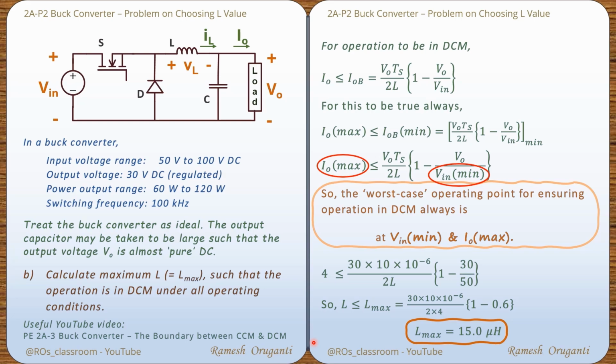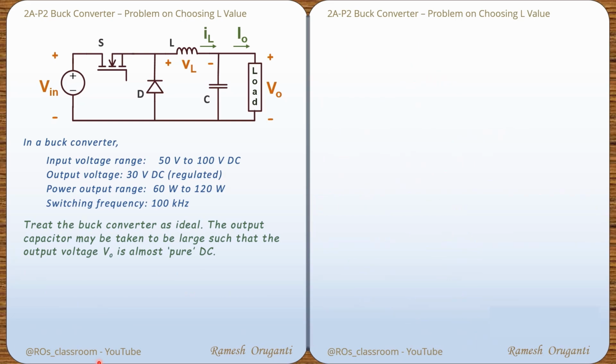Usually again, we will give a safety margin. This time we will give it the other way so that the inductance is not 15 microhenry, maybe 14, maybe 13, so that the operation is always in DCM for the range of operating conditions given. Next, we will do part C.